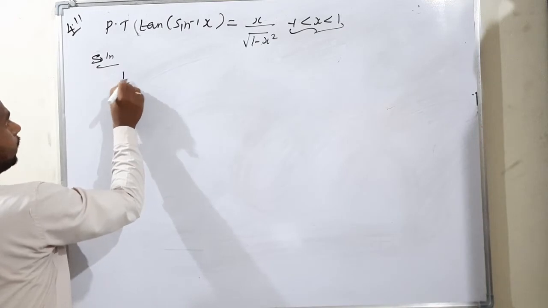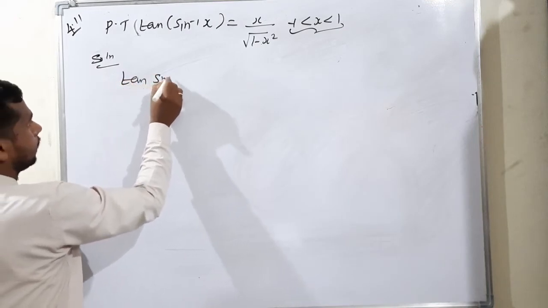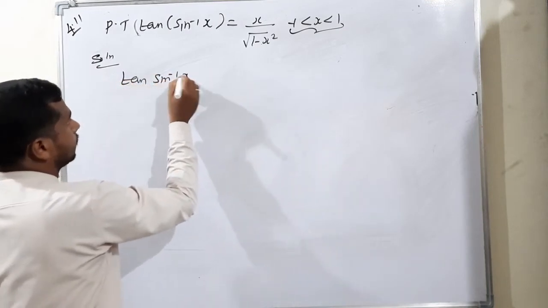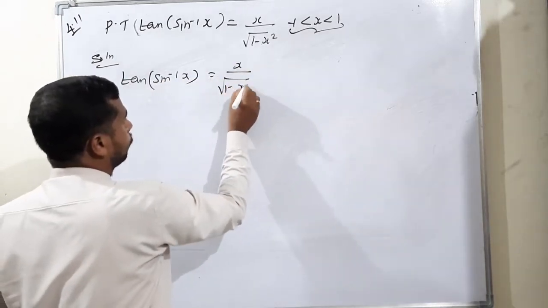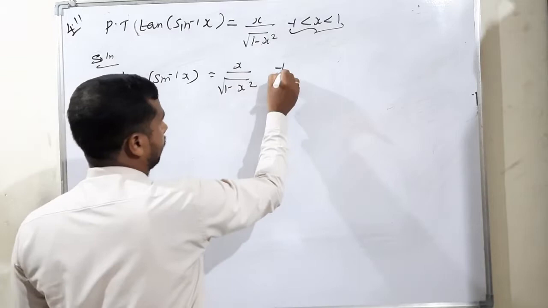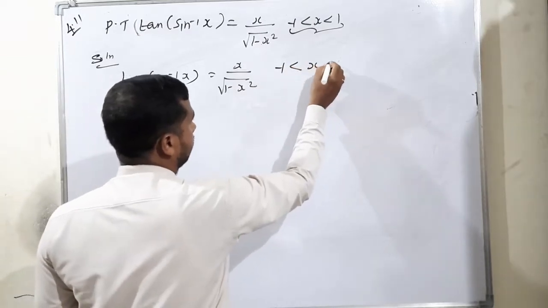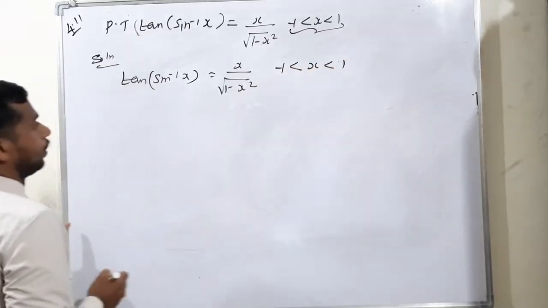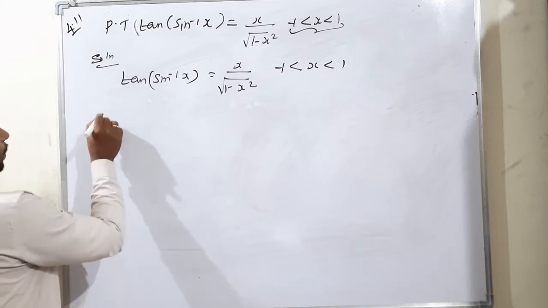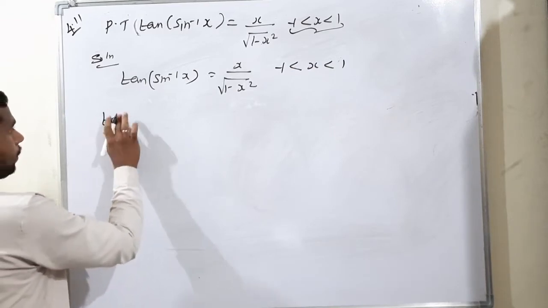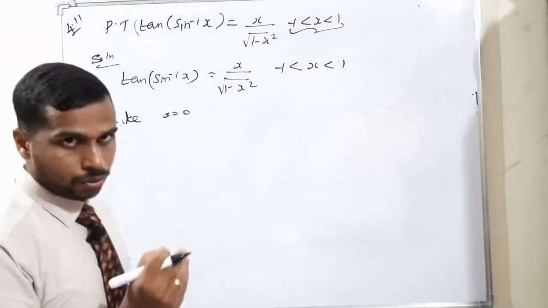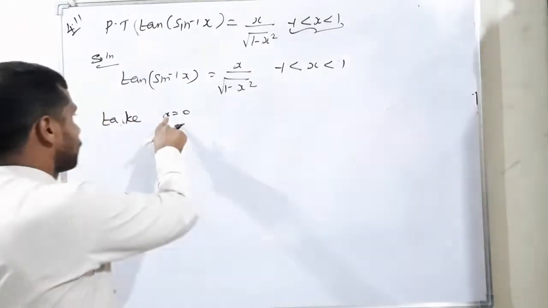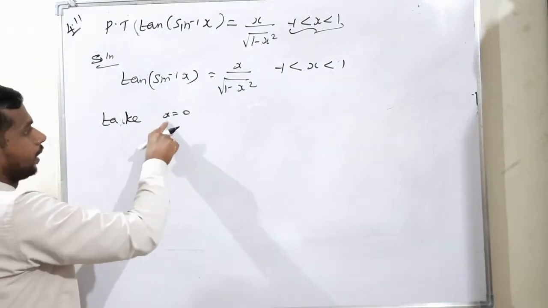What is the given condition? Tan sine inverse x is equal to x by square root of 1 minus x square. Important condition: minus 1 less than x less than positive 1. So, first one, take x is equal to 0. Why? The minus 1 to 0 also, one condition is there. That is why the first statement I have considered is to take x is equal to 0.